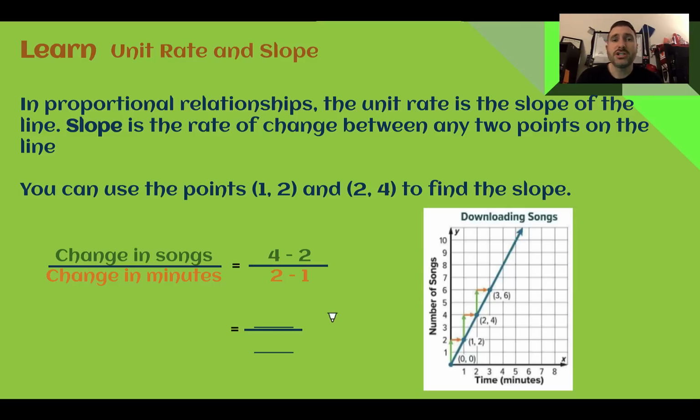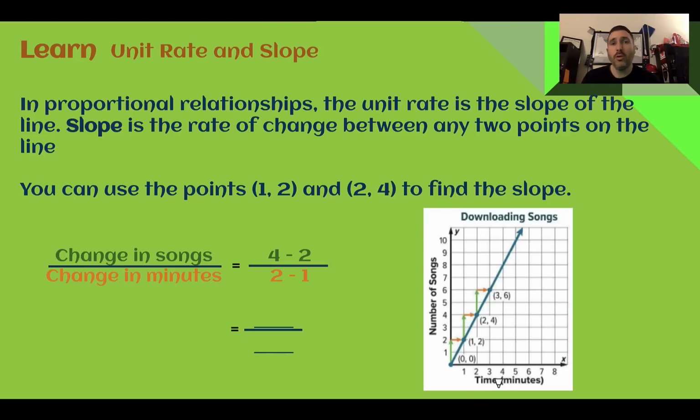In proportional relationships, the unit rate is the slope of the line. And this is going to be an important thing going forward. Slope is the rate of change between any two points on the line. So far we've had rate of change, we've had unit rate, and we're talking now about slope. All three of these things are just different names for the same thing in a linear relationship.